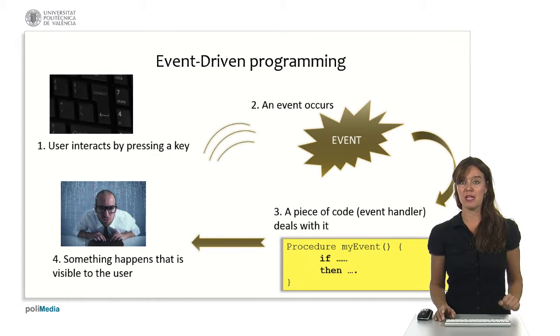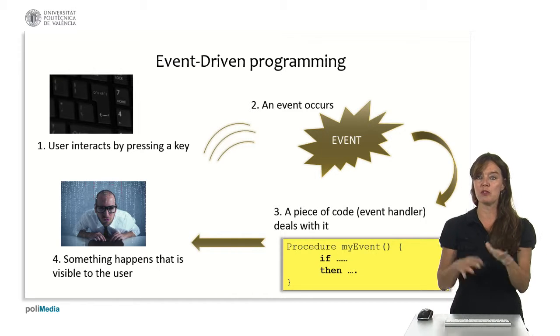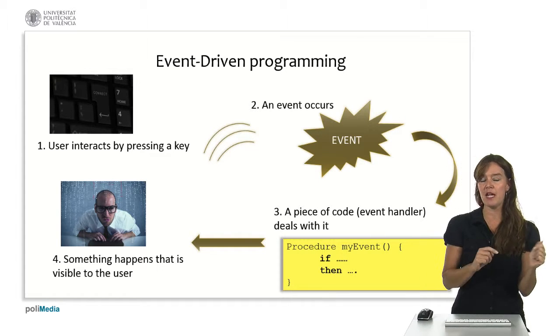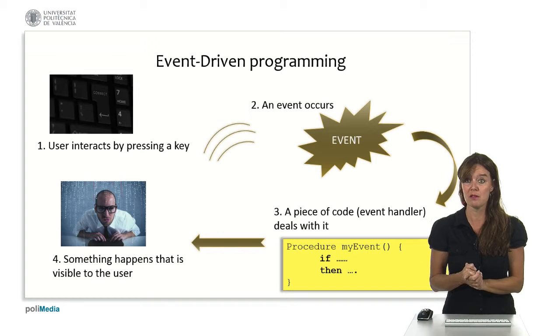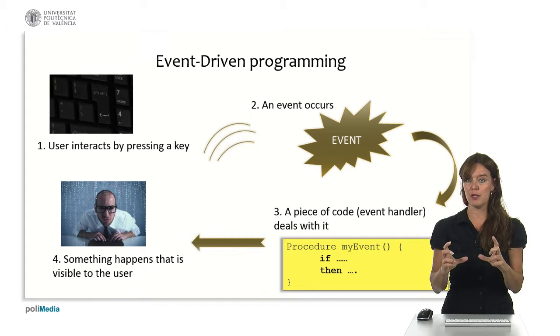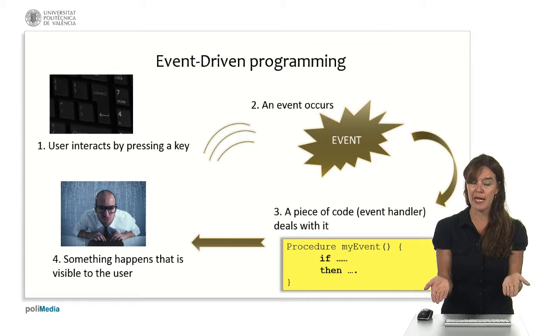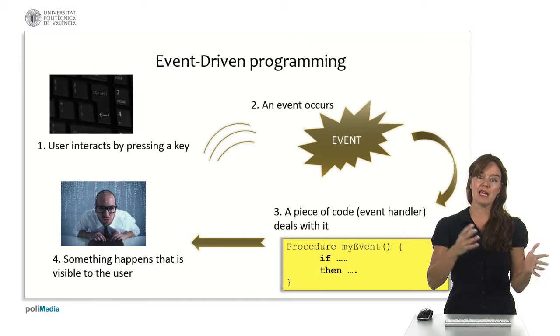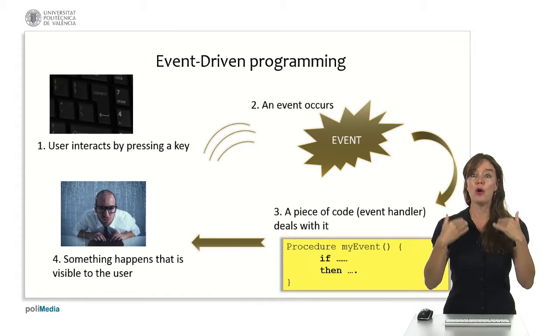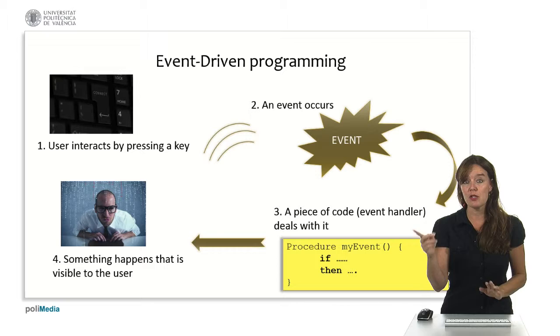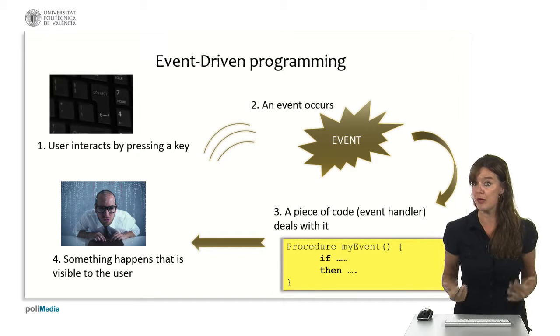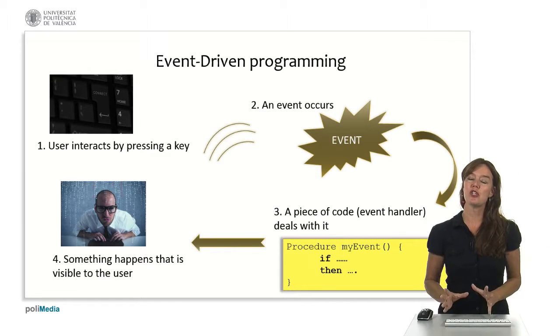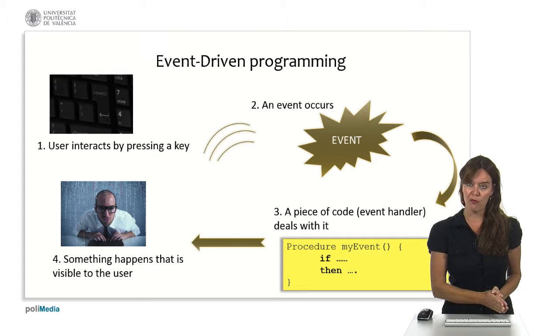So that piece of code says, okay, if that is true, I'm going to do something like this. And if the other thing happened, then I'm going to do something else. And it gives a reply to the user, which is visible. And then the user can react to it again. The user does another event. The event occurs again. An event handler is called. A response is given to the user. And this goes on until the user stops interacting with the program. So this is just another way of defining control flow in a program.